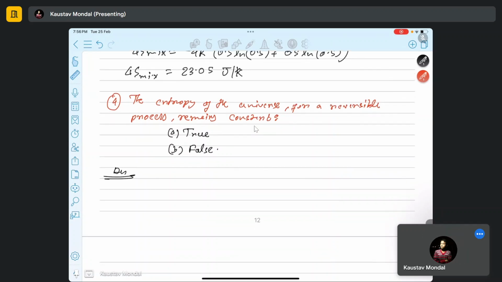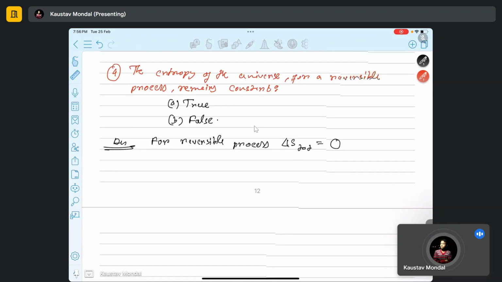Because you already know that for a reversible process, delta S total, that is the total change of the entropy, because when a process happens both the entropy of the system as well as the surroundings are changing, right? So for a reversible process the total change will be equal to 0.